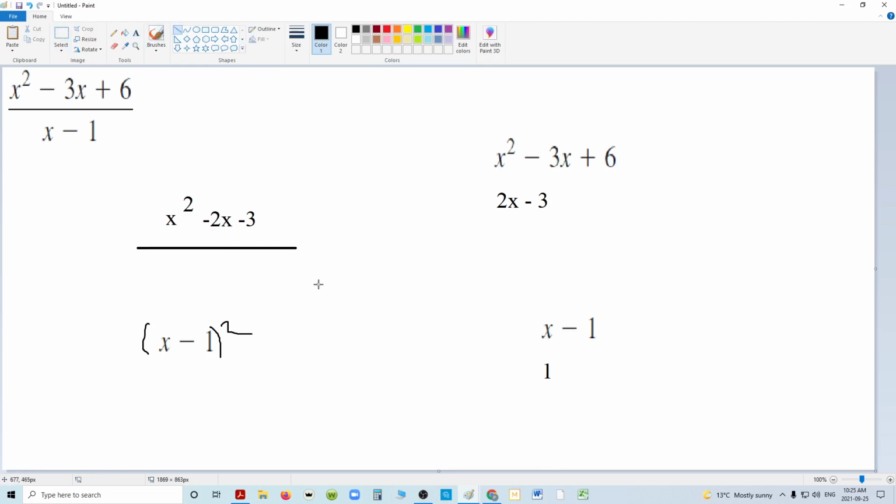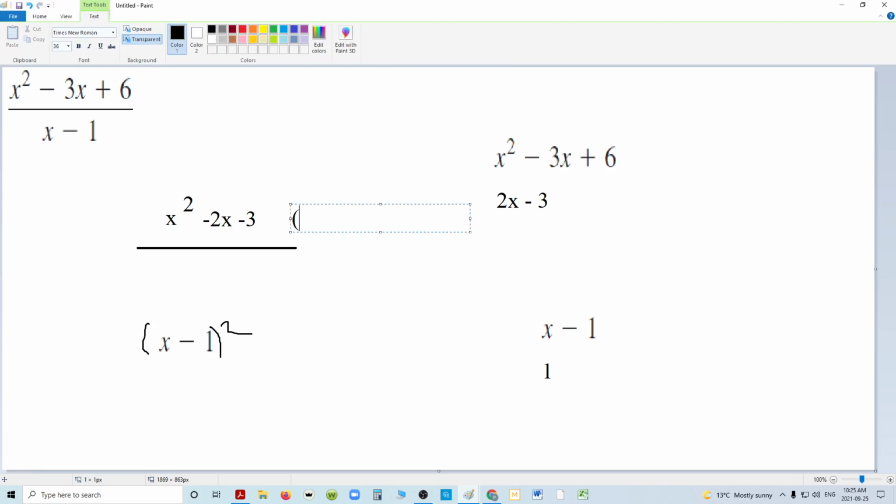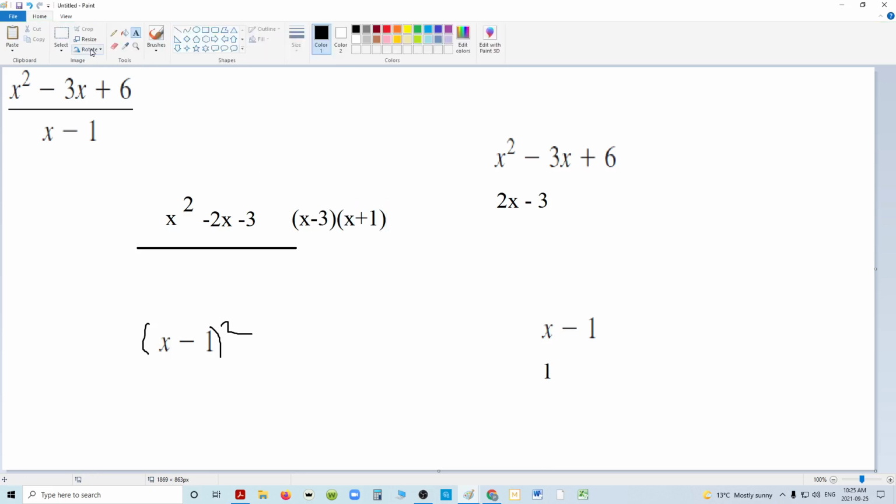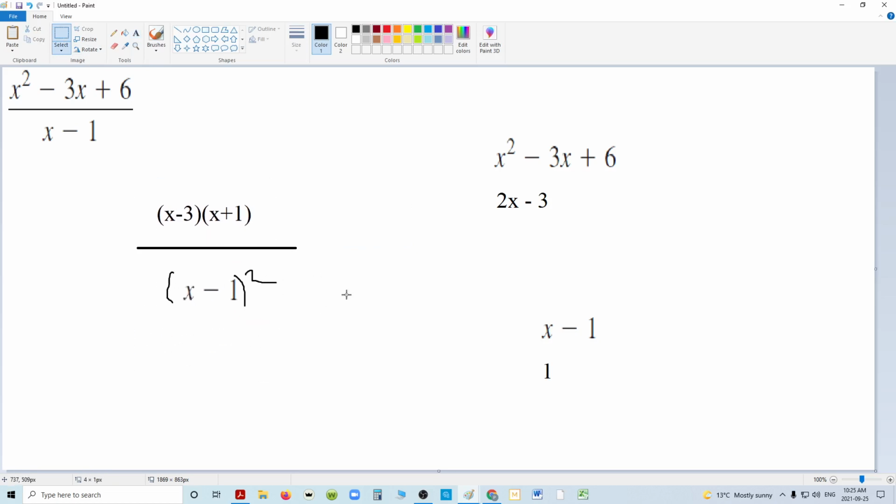If I factor that, I discover I'm dealing with x minus 3 times x plus 1. If I factor it, they have clean factors. Those are the factors. It will not cancel out with anything down below, so that's good. So I'm left with this. This is the first derivative.